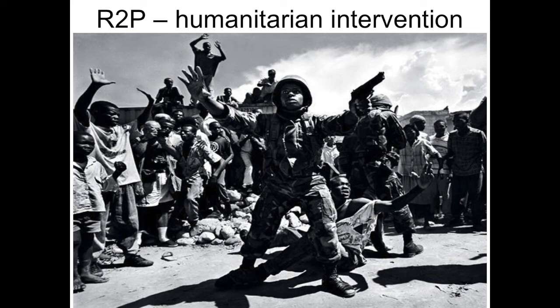R2P was not invoked in 1994 when this picture is taken, and this is one of my favorite pictures. I think a good picture really has to tell a story, and this picture does tell a story. So that man right there, he's an American Marine, and he's protecting a man you can see on the ground there. And he has one hand outstretched with a gun and one hand outstretched with a hand. So this is the 1994 alleged humanitarian intervention in Haiti, orchestrated by the United States.